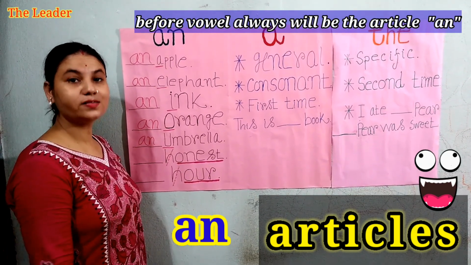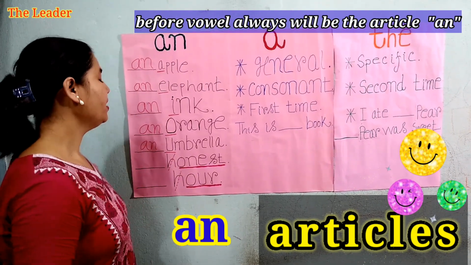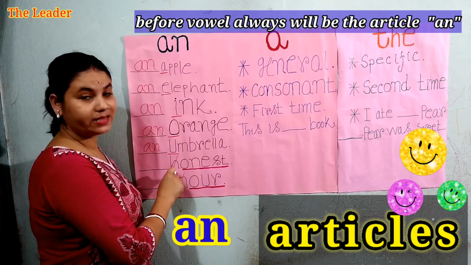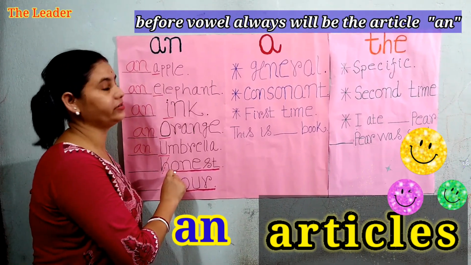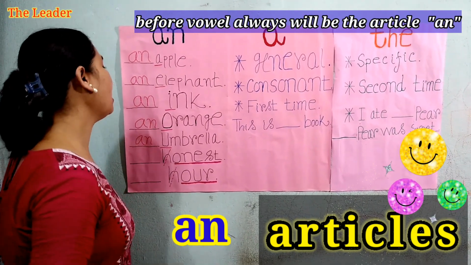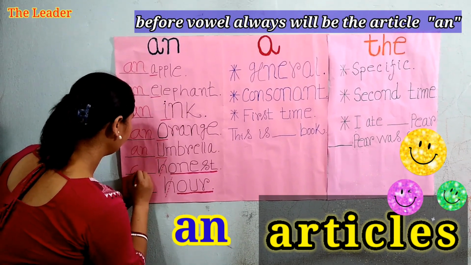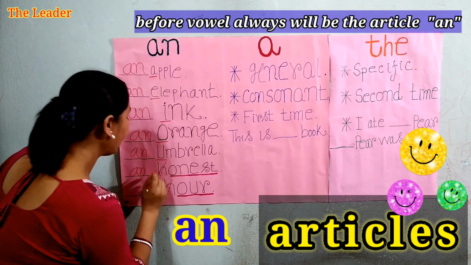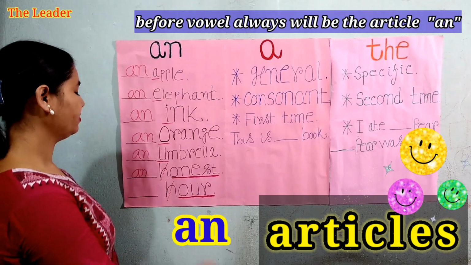Now, we can see the word honest. This is not "honest", this is "onest". Here, H is a silent letter and O is the first spoken letter. So, O is a vowel. Before a vowel, we use the article "an". So, an honest. Same thing.